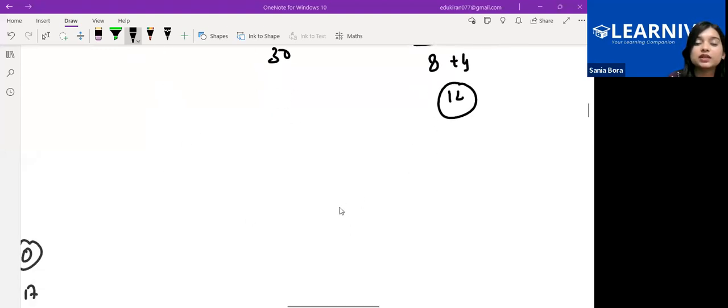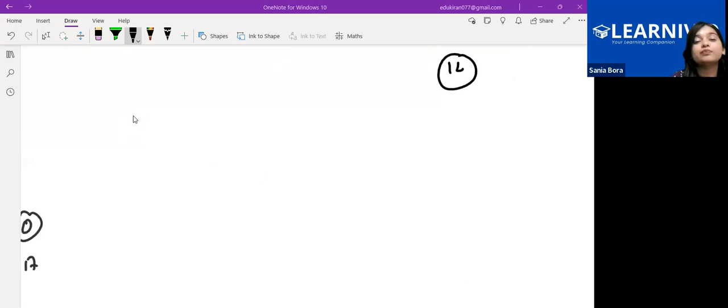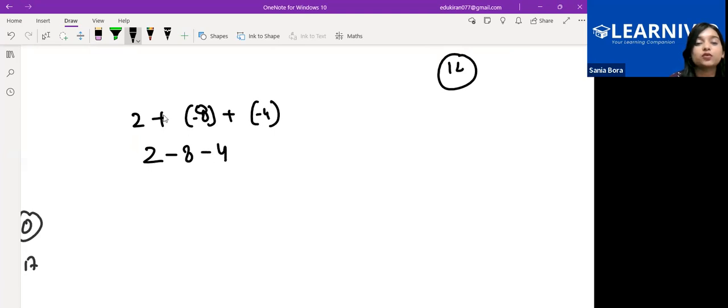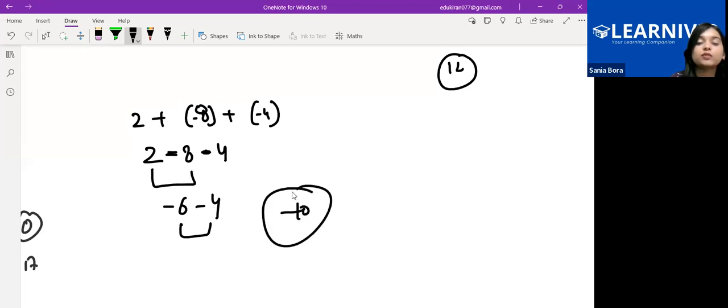So I hope this concept is clear. I'm just repeating myself. For example, 2 plus minus 8 plus minus 4. Like this, the question came. First of all, you need to solve the bracket. So 2 minus 8 minus 4. Plus minus becomes minus. Then solve these two. 2 minus 8, you got 6 minus, and minus 4. Then these two minus minus, plus 6, 7, 8, 9, 10. 10 and the negative, so you got minus 10. Clear?